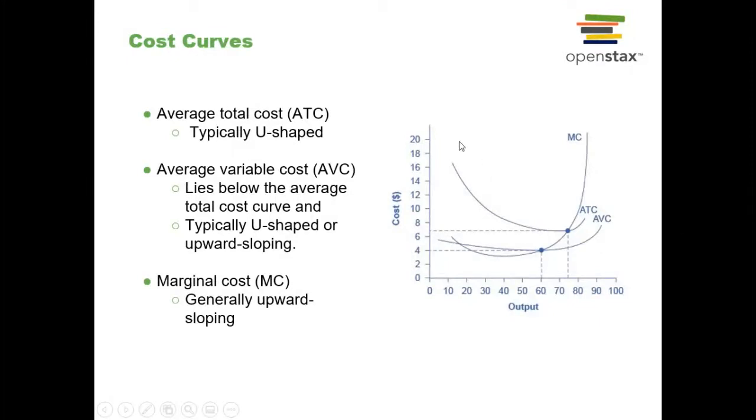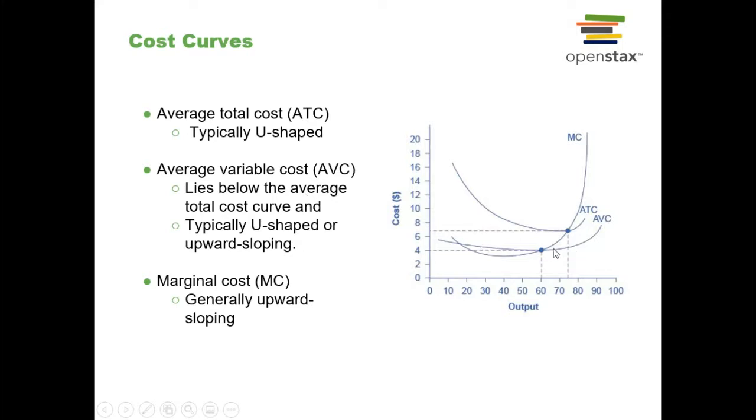Average total costs tend to be U-shaped. Average variable costs always lie below the average total cost curve, since average variable costs go into average total costs. And it is also U-shaped. And the marginal cost curve is very much upward sloping, this Nike swoosh.